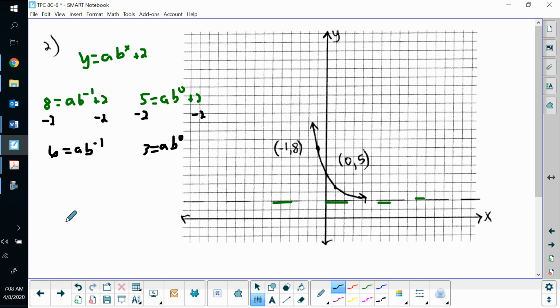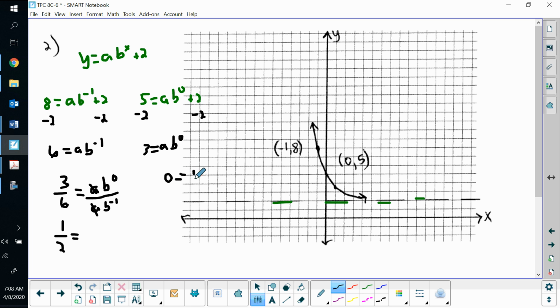Bigger exponent is the 0, so that goes on top. So we'll have 3 over 6 equals ab to the 0 over ab to the -1. And again, we do this so that when we divide, we'll end up with a positive exponent. On the left, we'll get a half when we divide those. A's wipe out. Be careful whenever you have a negative in the bottom one.